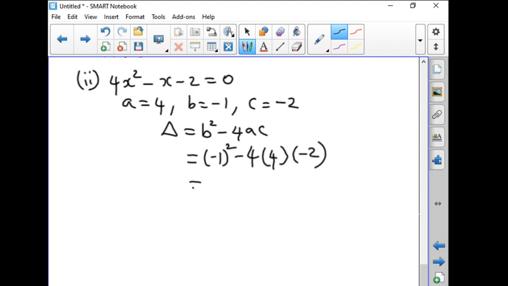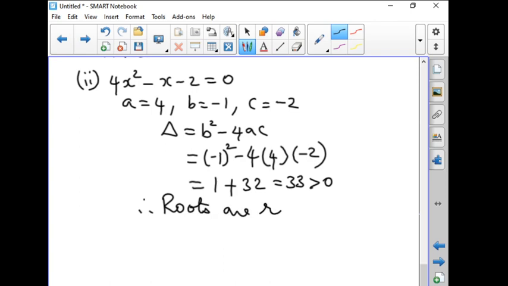So what's your answer? 1 plus 32. 16 2s are 32. So it is equal to 33 greater than 0. Again the roots are real and therefore roots are real and distinct. Okay. So similar to this we are having one more problem in this.